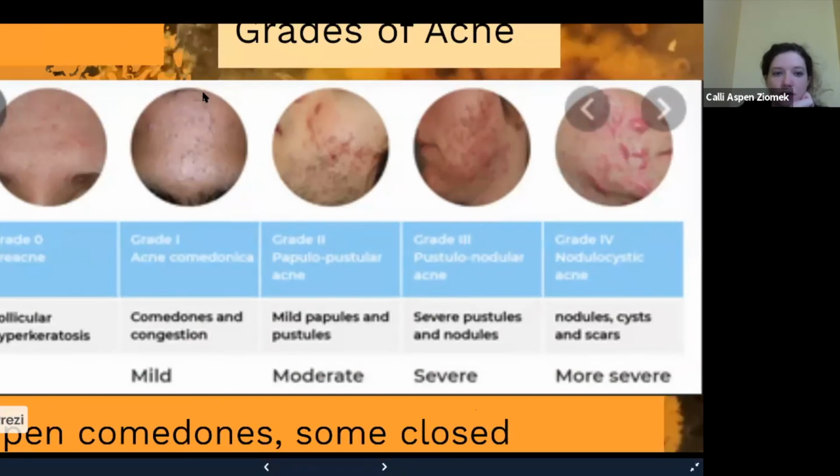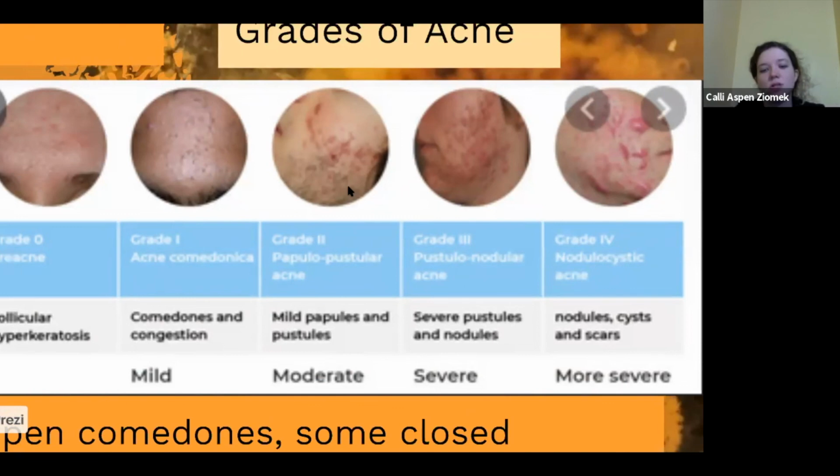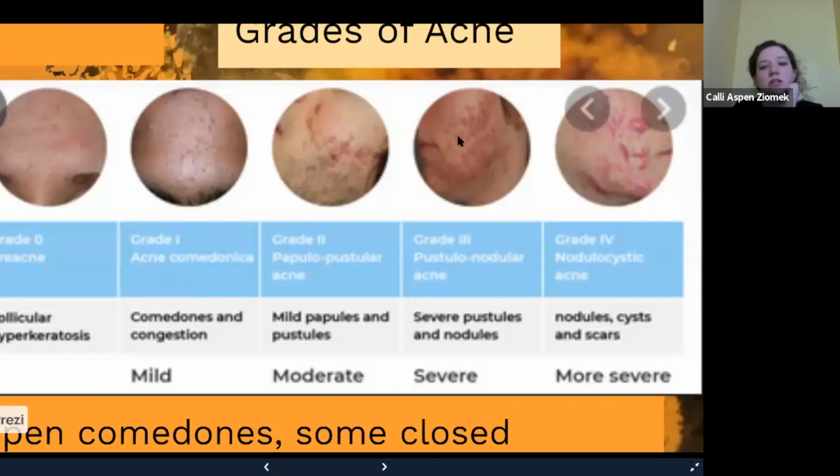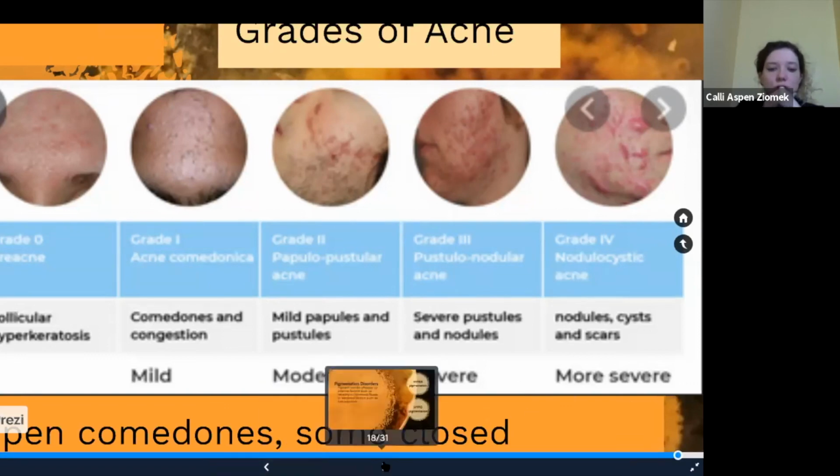So you have your pre-acne, your acne, which is your comedones and a little bit of congestion, your acne 2, which is your papules and pustules in more abundance, your grade 3, which is your severe papules, pustules, and maybe a few nodules, which has more redness and irritation. And then you have your grade 4, which is nodules, cysts, and scarring, and extreme discomfort, which dermatologists will deal with.